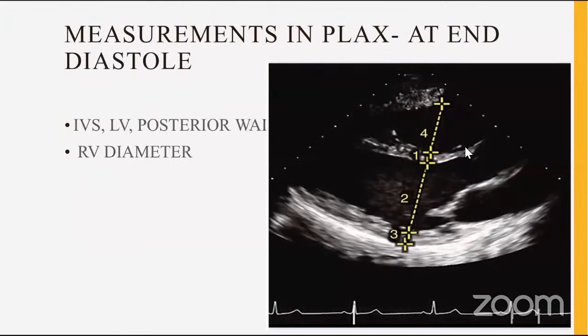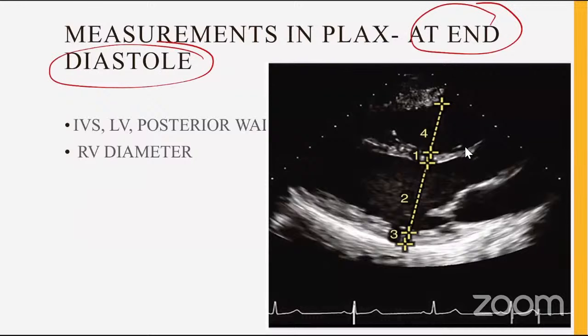Now PLAX view is quite important, as we have to measure certain structures and their length and diameter in PLAX view. At end diastole, we'll measure the diameter of interventricular septum, LV cavity diameter, and posterior wall diameter. So we'll pause the cardiac cycle in end diastole, like in this view it is shown. Okay. Then we can measure the interventricular septum. We can also measure the LV cavity and posterior wall. And again, we can also measure the RV diameter from this view.